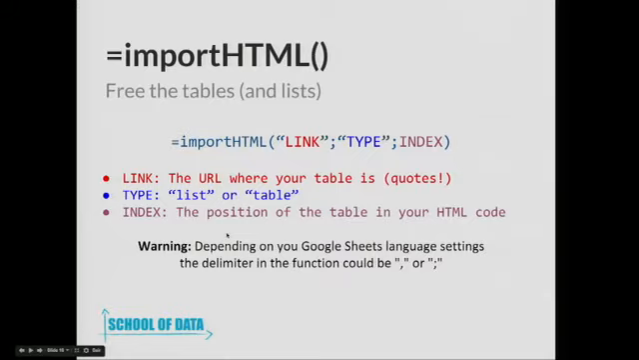Here's a warning. Depending on your Google Sheets language settings, the delimiter in the function could be either a comma or a semicolon, okay? For Brazilian Portuguese, it's semicolon. For English, it's comma. I don't know what it is for Italian or other languages, but pay attention to that.